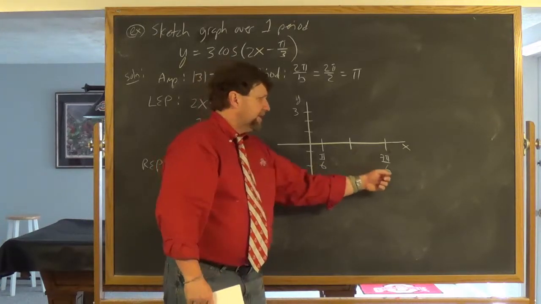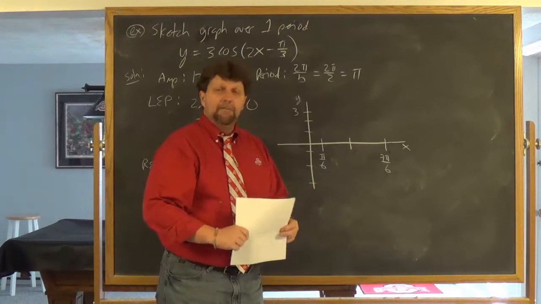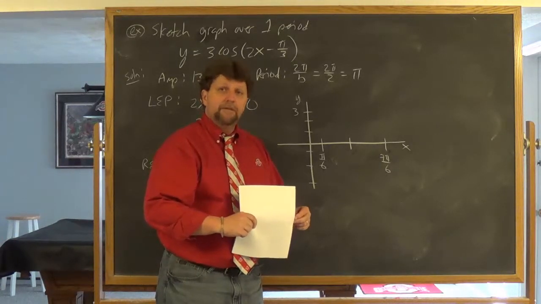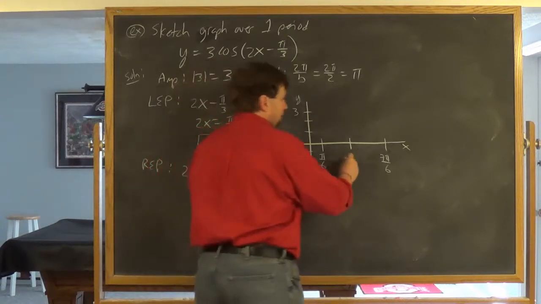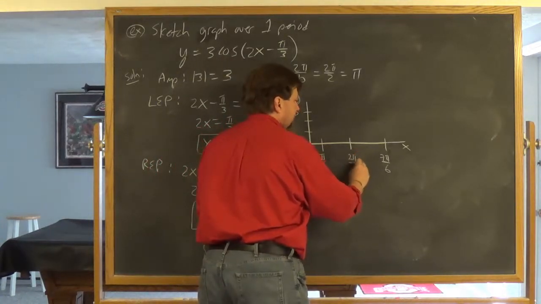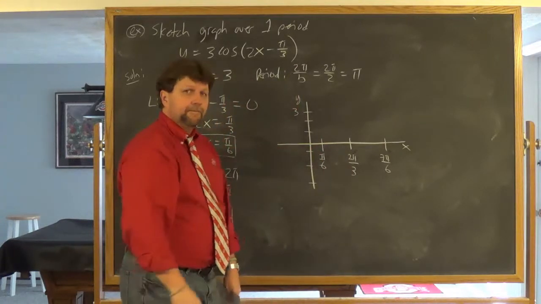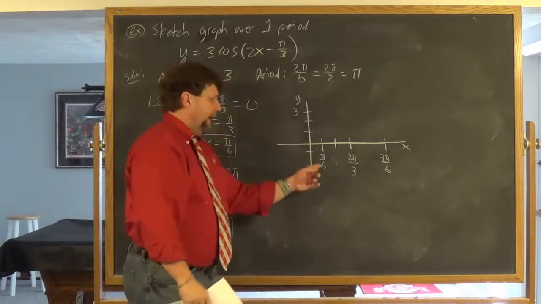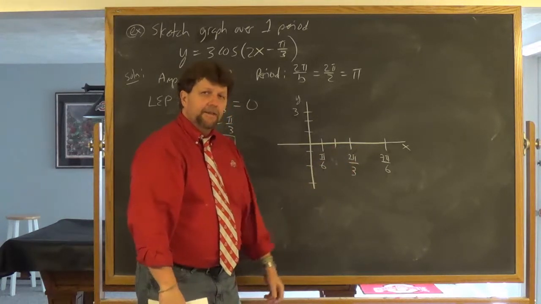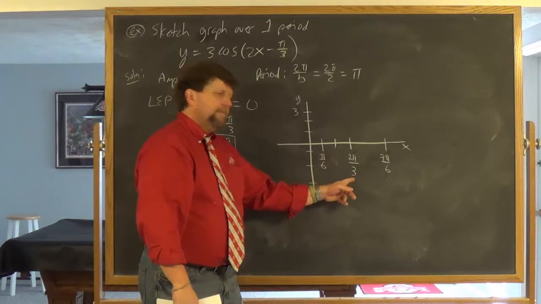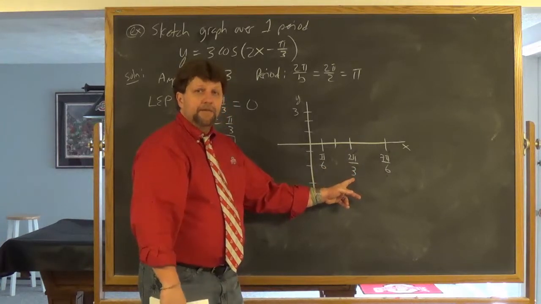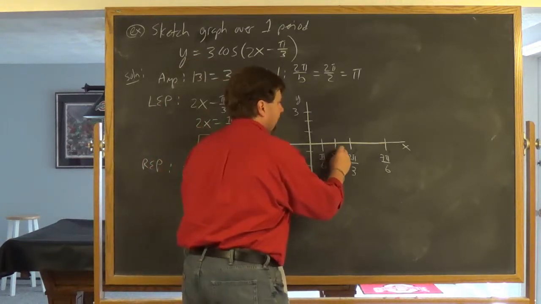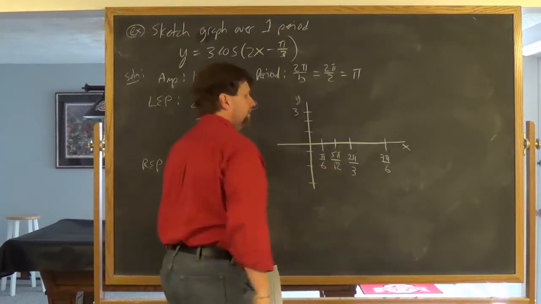So pi over 6 plus 7 pi over 6 is 8 pi over 6. Half of 8 pi over 6 is 4 pi over 6. Notice 4 pi over 6 would reduce to 2 pi over 3. Get the first quarter point. How do I get the first quarter point? I add those two together and take half of it. So pi over 6 plus 4 pi over 6 is 5 pi over 6. Half of 5 pi over 6, that's 5 pi over 12.